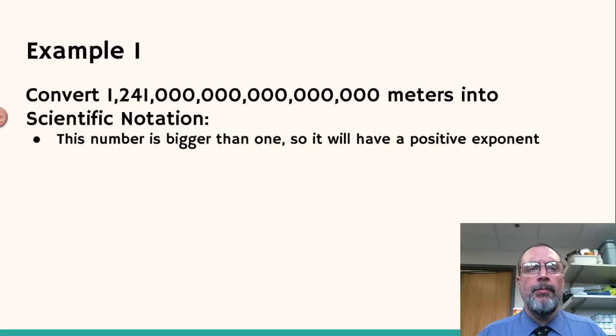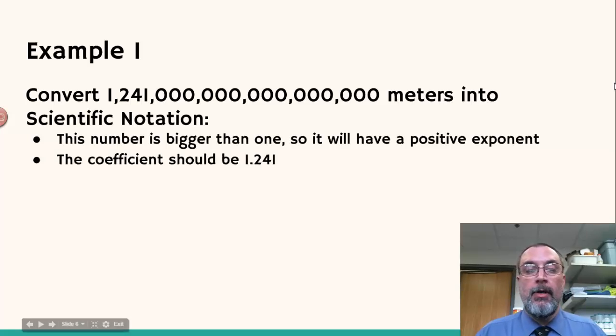So I'm going to take the important part of the number and write it in scientific notation. I know this number is much larger than 1, so the exponent is going to be positive. The coefficient will be just the digits that are important: the 1, 2, 4, and 1. Because the coefficient has to be greater than or equal to 1 and less than 10, I put the decimal point between the 1 and the 2 to make 1.241.